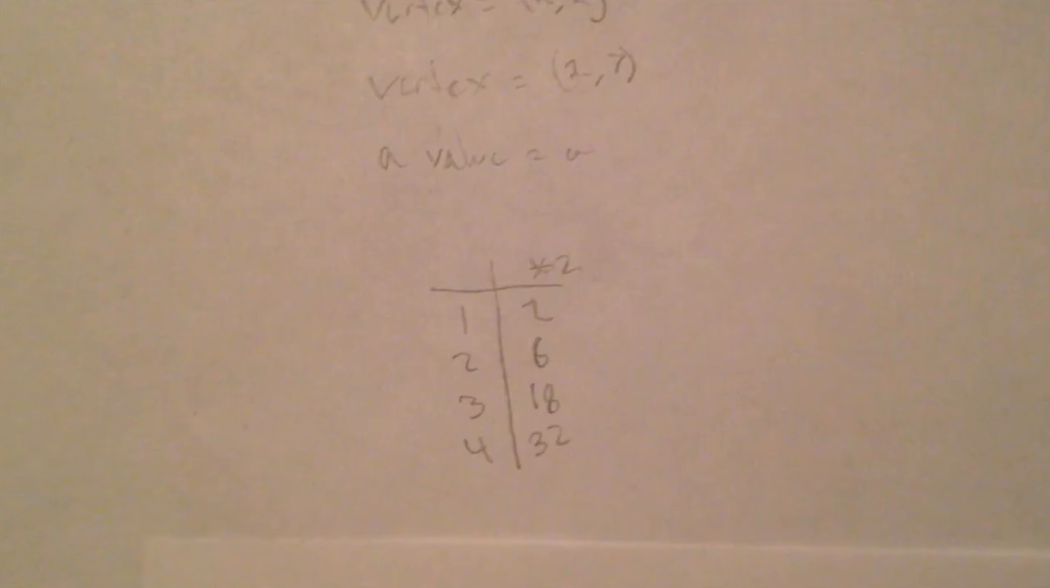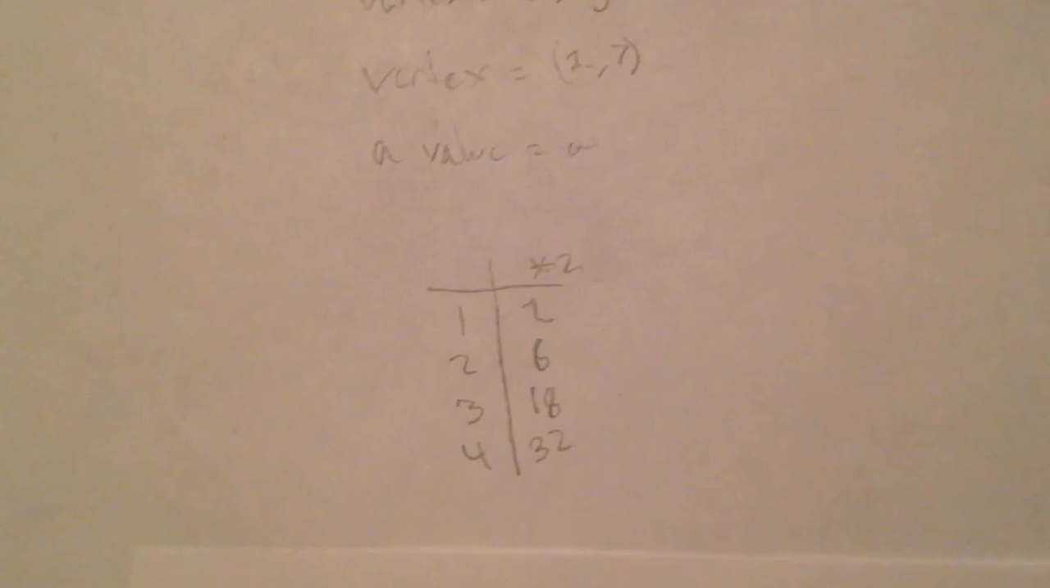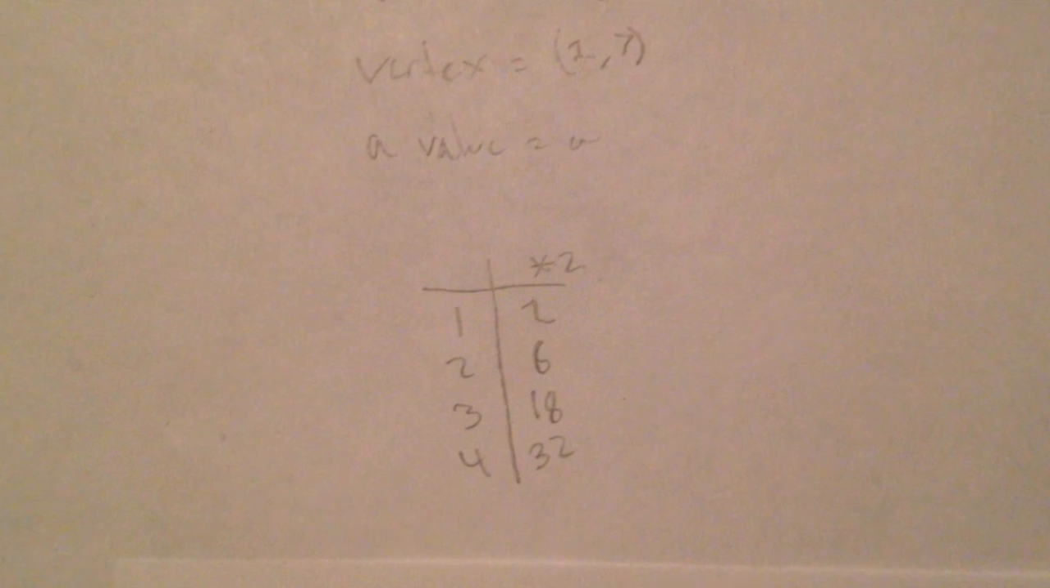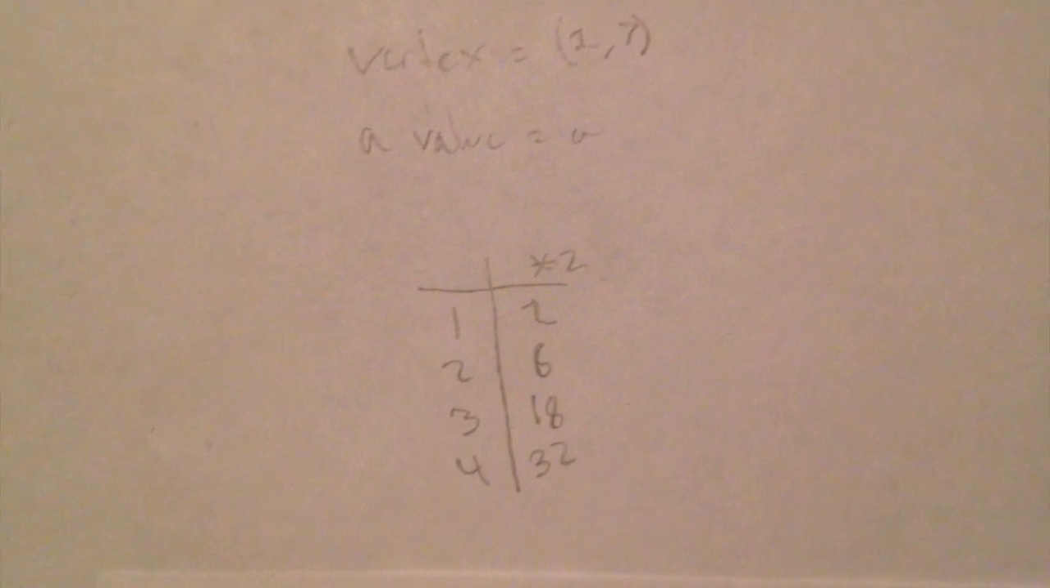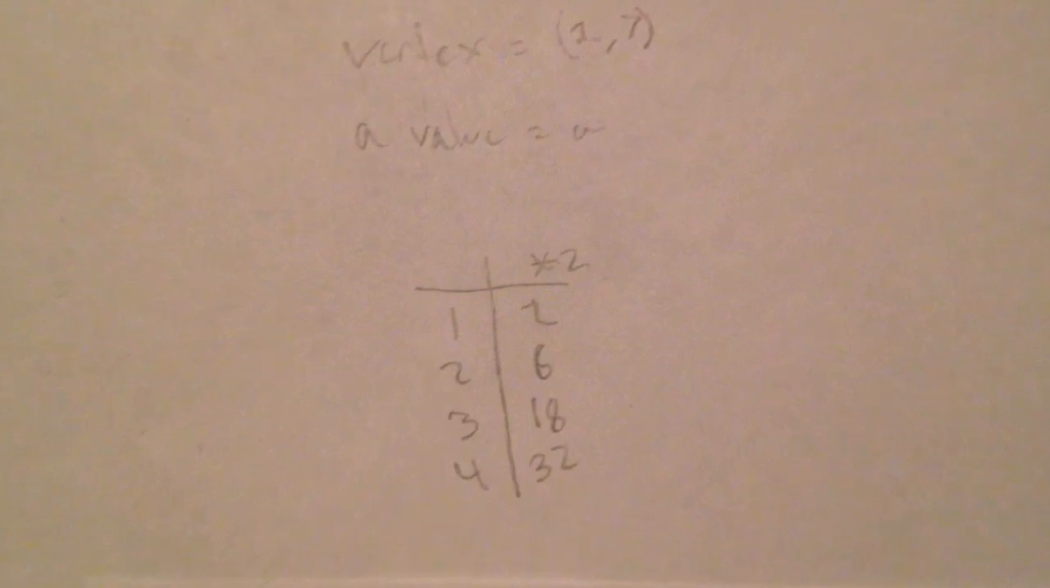So our a value, or the slope, is going to equal our a in the equation. So since our a value is 2, we multiply all of our ups by 2. So we can go ahead and graph our equation. And since the x value in our vertex is 1, we can go ahead and put a dashed line on 1 for the x value. And then since we know that our y value is 7, we can go ahead and mark our point at 7. And that's going to be our vertex.